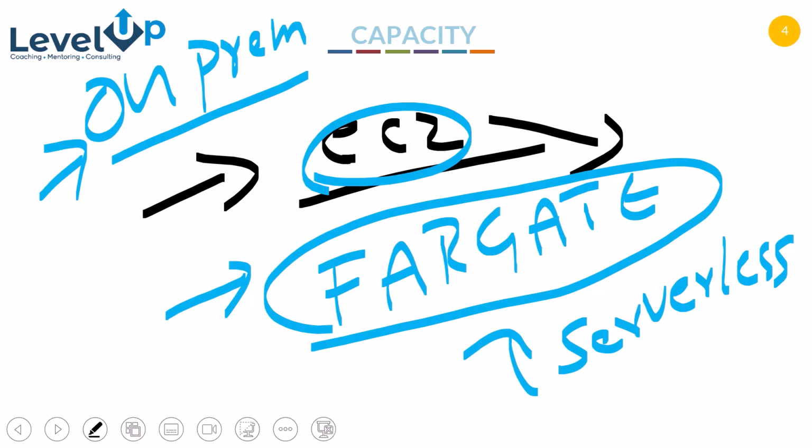So, these are the three capacity options that we have. Basically capacity defines the infrastructure where your containers can run. The infrastructure could be EC2 instances, or Fargate, which is serverless, or the last option is on-prem. These are the three different options that we have for capacity.